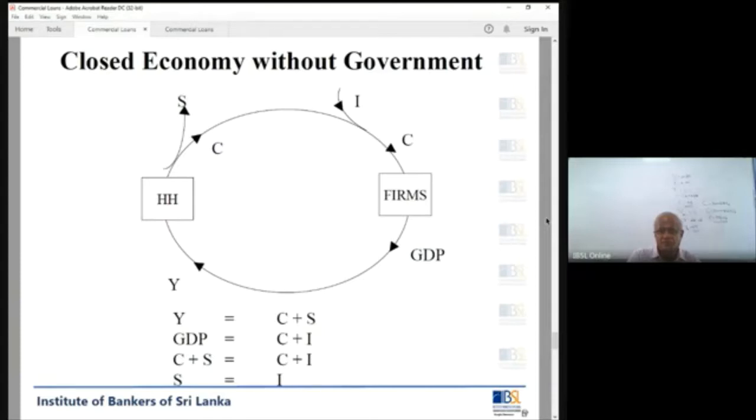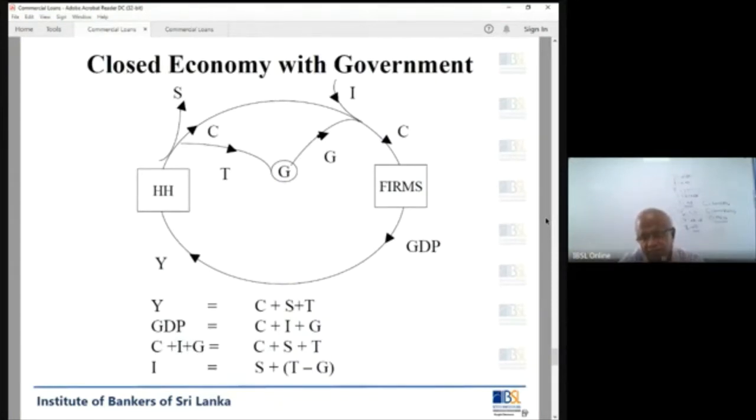Now of course this is the savings investment balance, the identity we discussed last week also. The closed economy without government: Y equals C plus S, GDP equals C plus I, then savings equals investment. What is the economic implication? In a closed economy without government, private business investment is financed purely by household savings. I equals S.